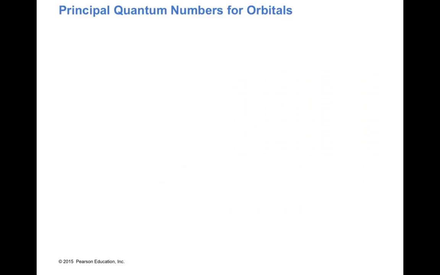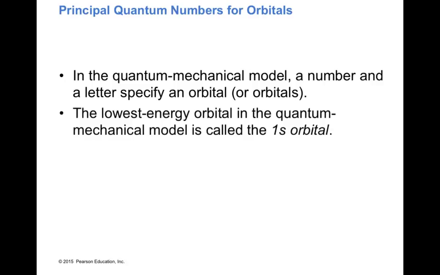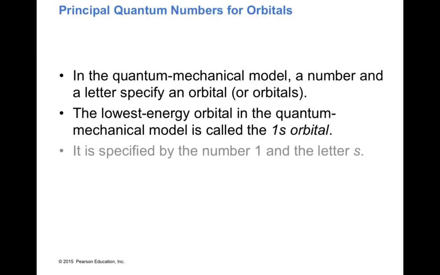So let's talk about the principal quantum numbers for orbitals. In the quantum mechanical model, a number and a letter specify an orbital. The lowest energy orbital in the quantum mechanical model is called the 1s orbital. Every element has a 1s orbital. This is the lowest energy orbital in the quantum mechanical model. It's specified by the number 1 and the letter s.